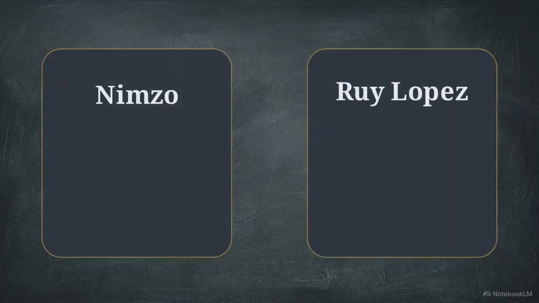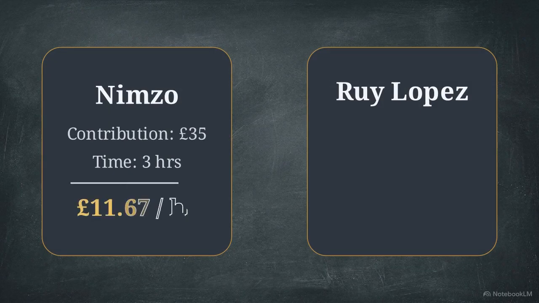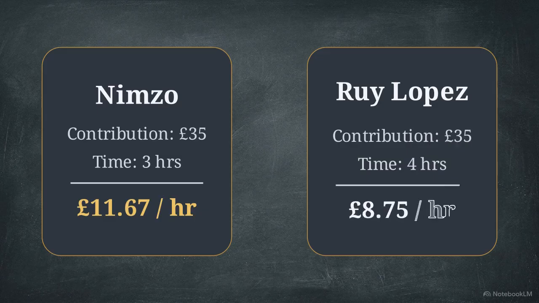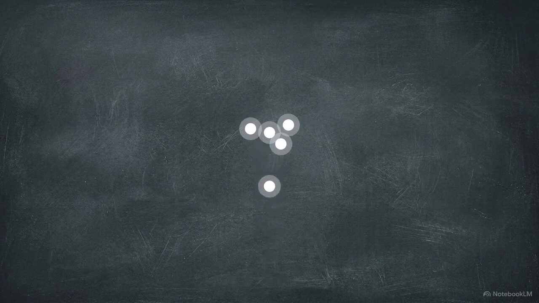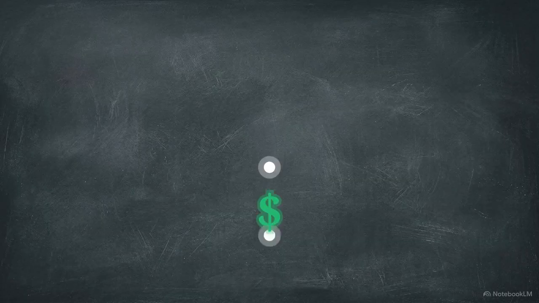Nimzo's £35 contribution over 3 hours yields £11.67 per hour. Ruy Lopez takes 4 hours for the same contribution, yielding £8.75. Nimzo generates more value per hour, making it the profitable choice. To maximize profit in a constrained environment, the contribution must be tied directly to the bottleneck.